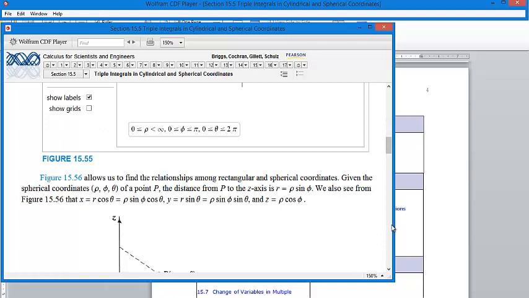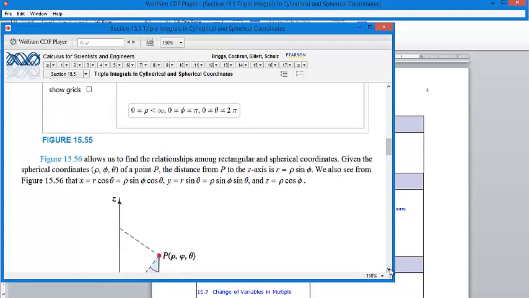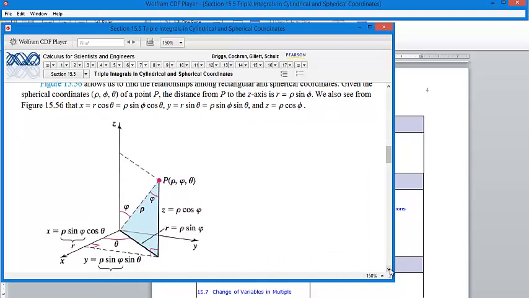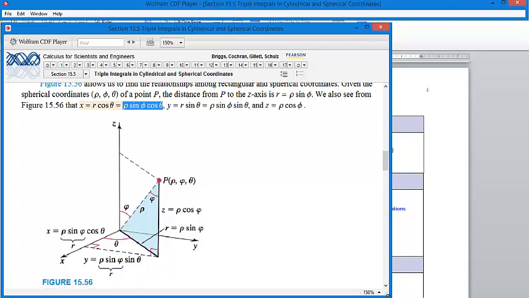So we also see from figure 15.56 that x equals r cosine theta, and then what do? This is really nice. X is equal to rho sine of phi cosine of theta. Do you guys see that? It says we can get that from this picture. So personally, I need a little more help. I need a pencil and paper also.